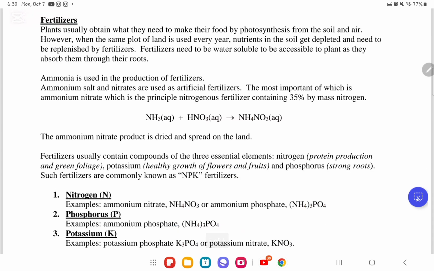So now we reached fertilizers. Plants usually obtain what they need to make their food by photosynthesis from the soil and air. However, when the same plot of land is used every year, nutrients in the soil get depleted and need to be replenished by fertilizers. So for the fertilizers to work and to replenish the nutrients in our soil, they need to be water soluble and accessible to plants as they absorb them through their roots. So ammonia is used in the production of fertilizers. Ammonium salts and nitrates are used as artificial fertilizers. So remember, ammonium salts and nitrates are used as artificial fertilizers.